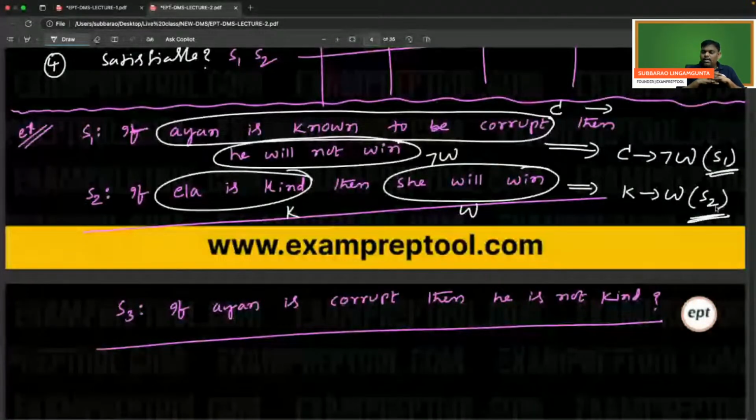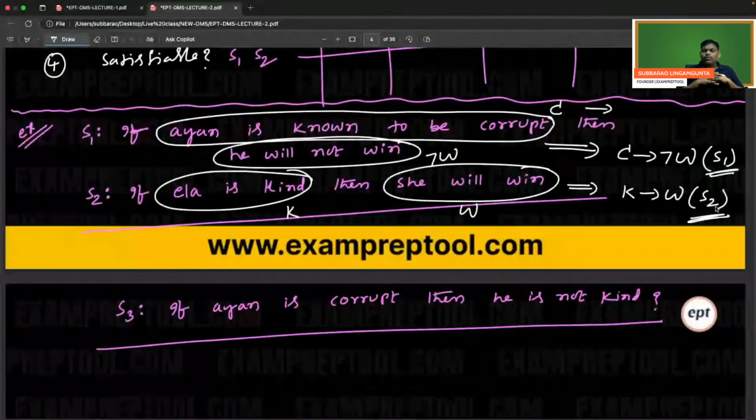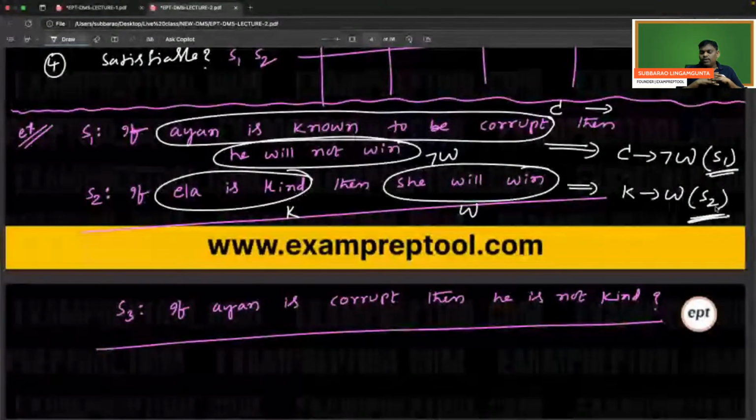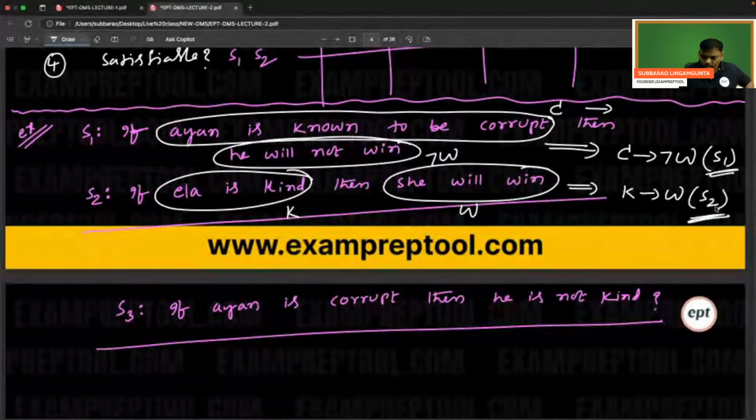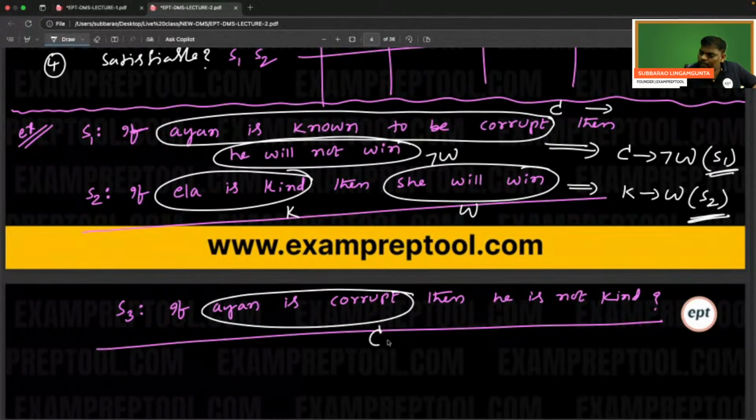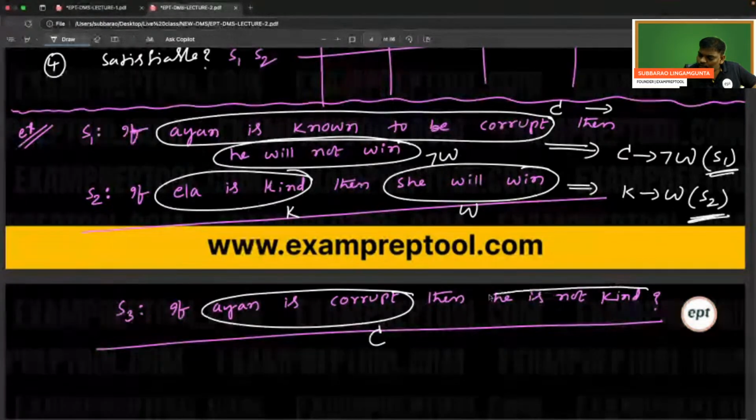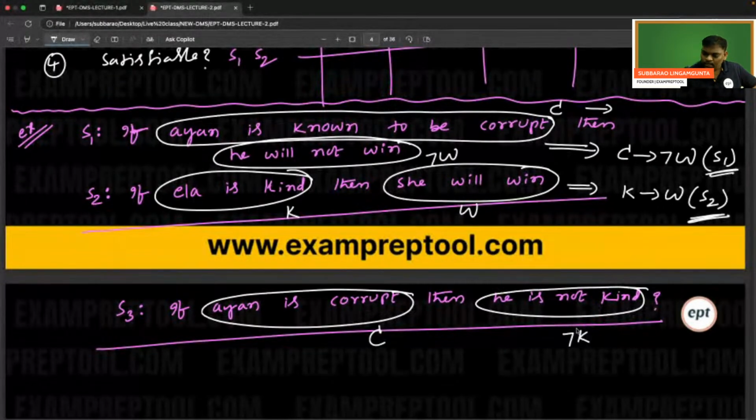Now see the conclusion also. We will see S1, S2 afterwards. Can you see S3? If IN is corrupt, then he is not kind. Kind means K, not kind means negation K. So this goes to C implies negation K.